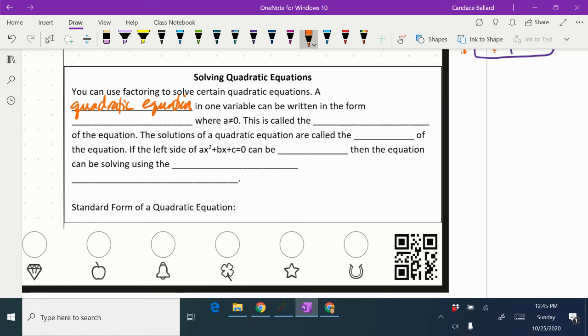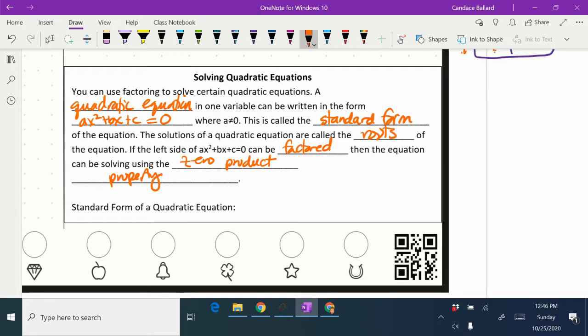in one variable can be written of the form ax squared plus bx plus c equals 0, where a does not equal 0. This is called the standard form of the equation. The solutions of a quadratic equation are called the roots of the equation. If the left side of ax squared plus bx plus c equals 0 can be factored, then the equation can be solved using the zero product property.